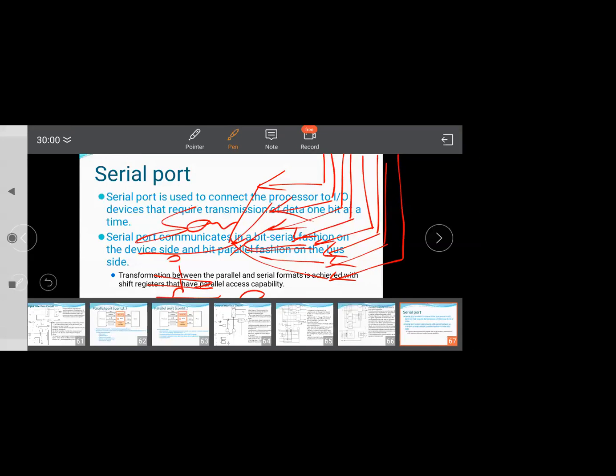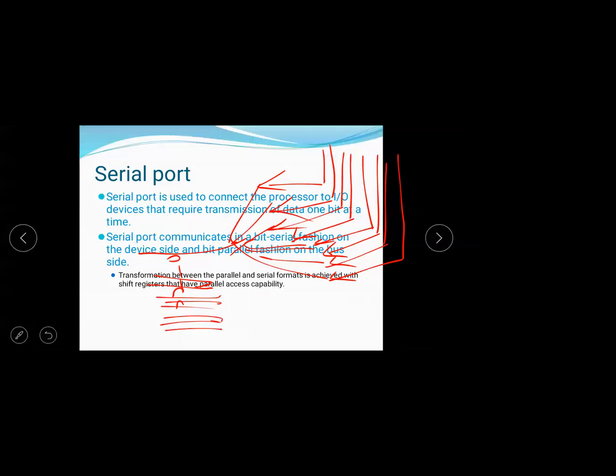Through which one bit can be transmitted. The 0th bit, the 0 bit is transmitted and 0 is received. Next, 1 is transmitted and 1 is received. Like that, the last 0 bit is transmitted. This is called serial transmission.